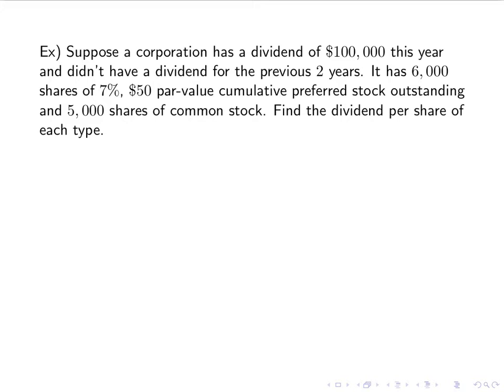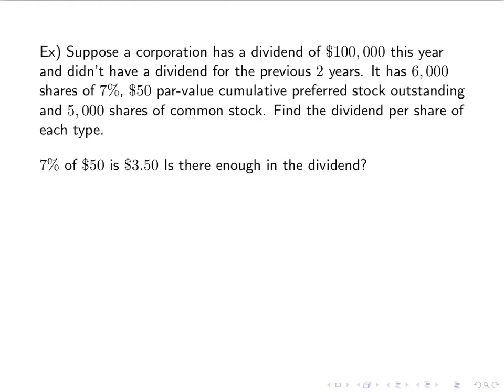So for example, suppose a corporation has a dividend of $100,000 this year and didn't have a dividend for the previous 2 years. It has 6,000 shares of 7% $50 par value cumulative preferred stock outstanding and 5,000 shares of common stock. Find the dividend per share of each type. So we start off the same way we did before. What is 7% of $50? So it's going to be $3.50 per share per year.